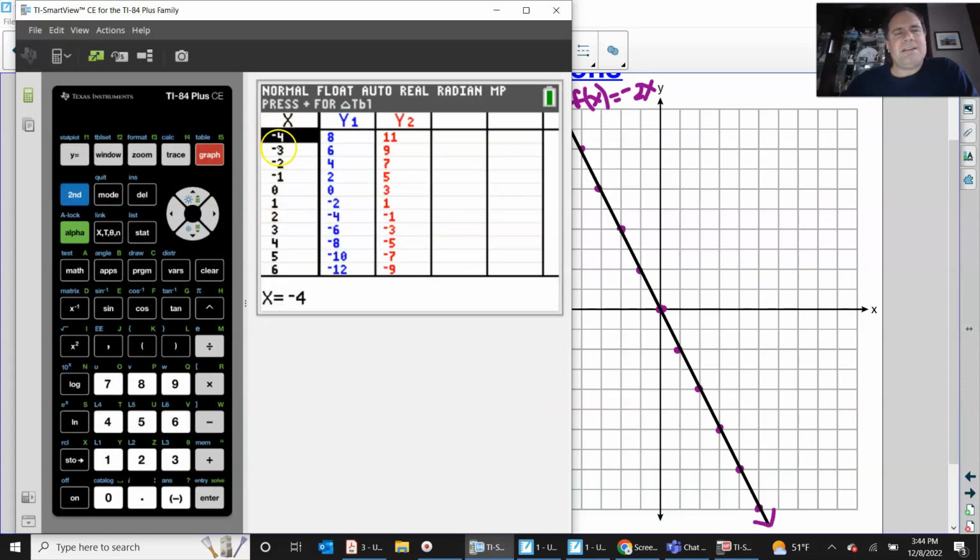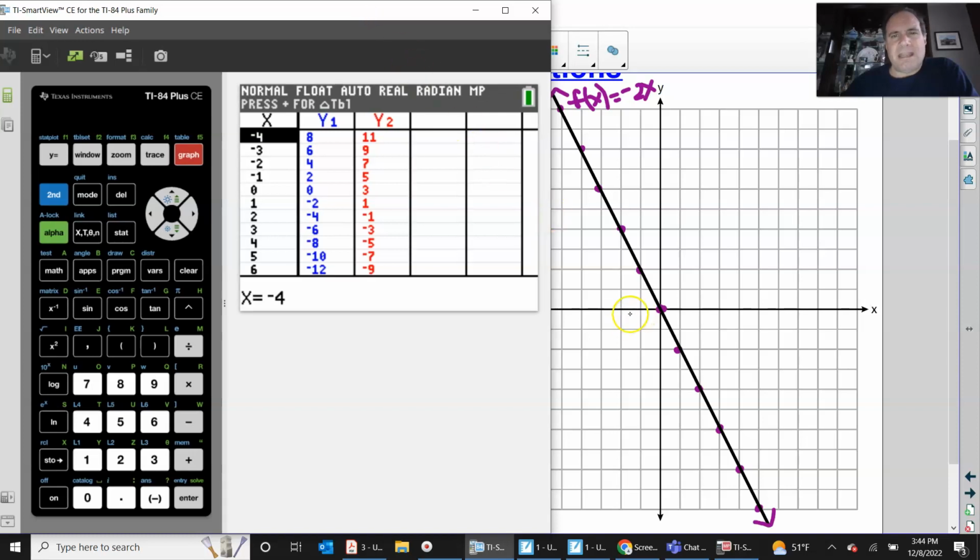So when you read this in your graph, negative 4, 11 is the first point, and negative 3, well, you can't fit that on a graph because it's 10 by 10, but negative 3, 9 is the next. So I'm going to go negative 3 over 1, 2, 3.